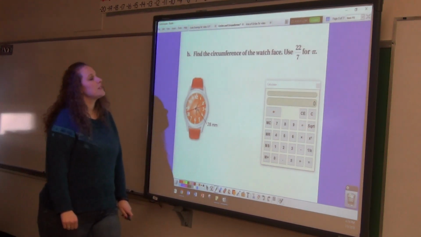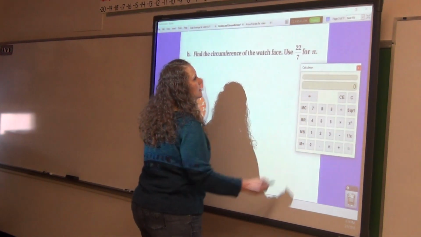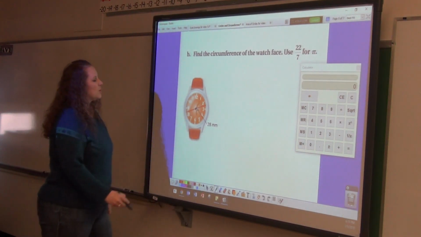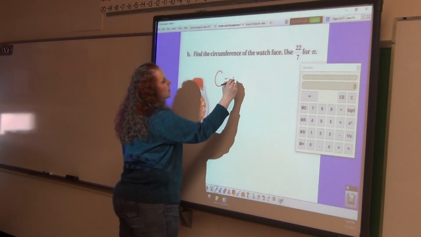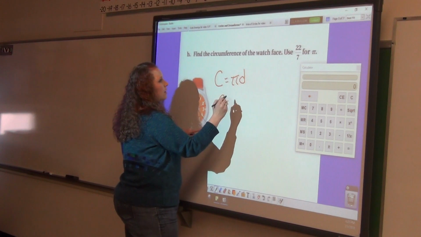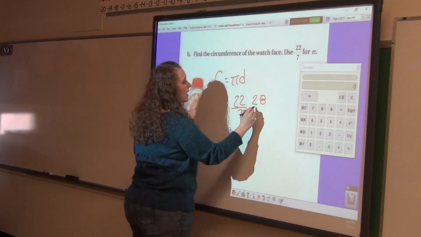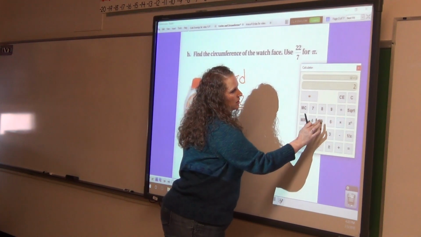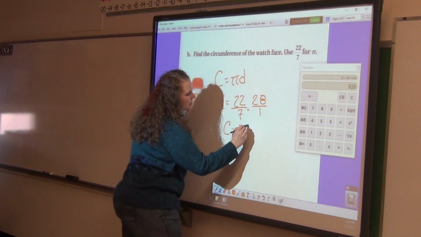All right, we're going to find the circumference of this watch, and we are going to use 22/7 as our pi. Okay, it gives us the diameter of the watch is 28 millimeters. So circumference equals pi times your diameter. Our diameter is 28. We're using 22/7 for pi times 28/1, right? 22 times 28 equals 616. So circumference equals 616.